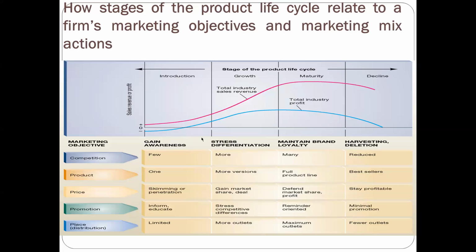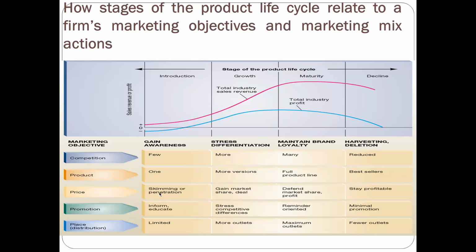These are the marketing objectives, and we will relate the marketing objectives with the product life cycle, and also with the marketing mix: the competition, product, price, promotion, place. At first, when we introduce a product in the market, we have to gain awareness among the whole consumer society, and then the competition is few. And if we stress and differentiate the product, it is in the growth phase, then the competition grows more and more. And then in the maturity phase, we maintain brand loyalty. It is during this time the competition is many, and during harvesting and deletion, in the declining phase, the competition is reduced. Then product: at first 1, then more versions, then full product line, then bestsellers. Ultimately, the bestseller will stay in the market.